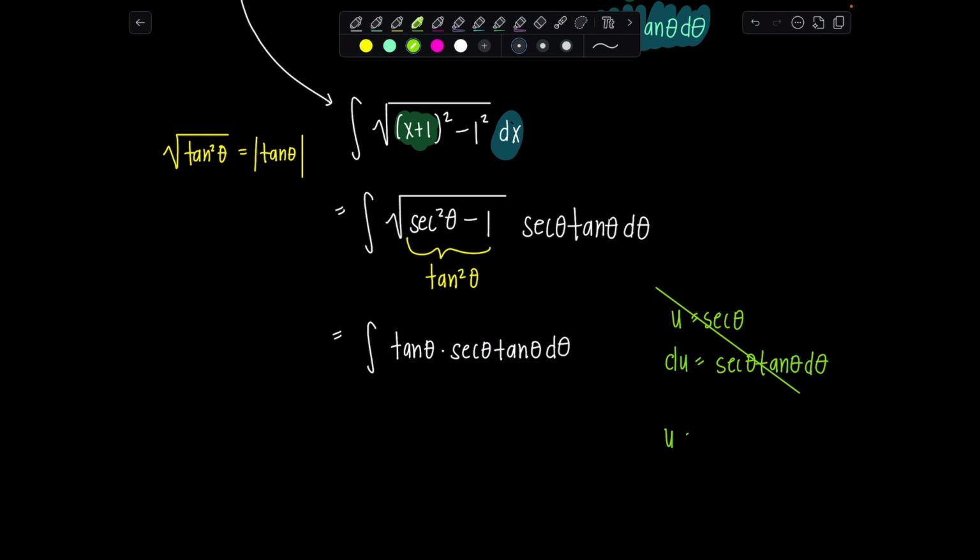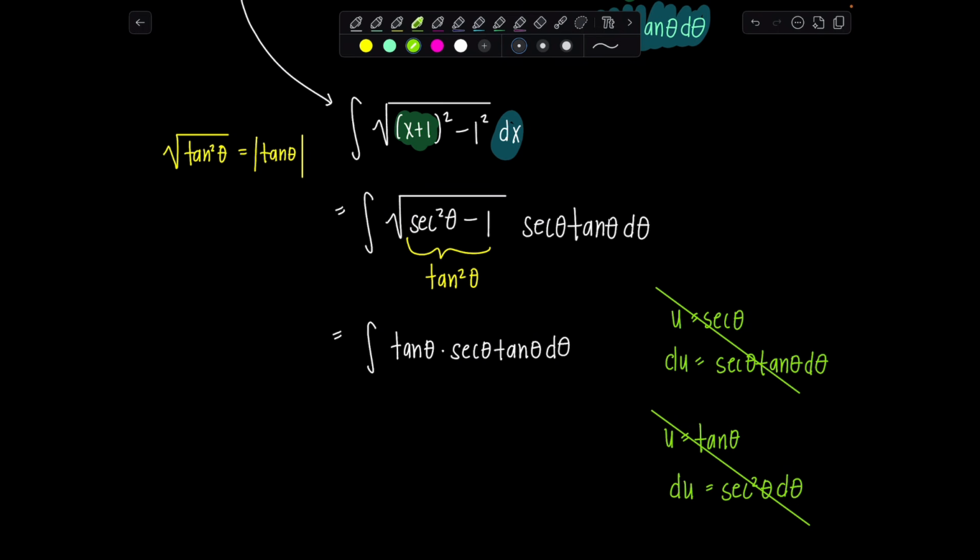Then you go, okay, what's my other option? U is tan theta, then du would be what? Secant squared theta d theta. Do I have that? No, I don't. Now, you don't have to actually write it out. You could just mentally check that if you feel comfortable.